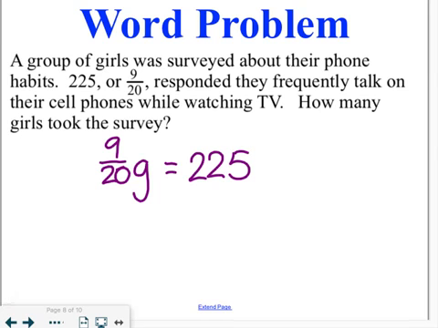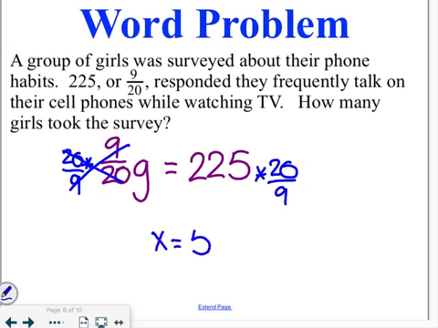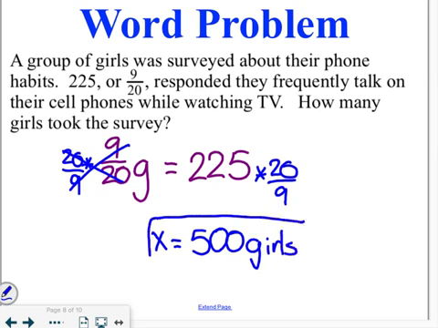In order to undo multiplication by a fraction, we are going to multiply by the reciprocal on both sides, or you can divide by the fraction itself. So multiplying by the reciprocal, that cancels out our fraction. 225 times 20/9 gives us a total of 500 girls being surveyed. Again, it is a word problem. You need a label on that answer.